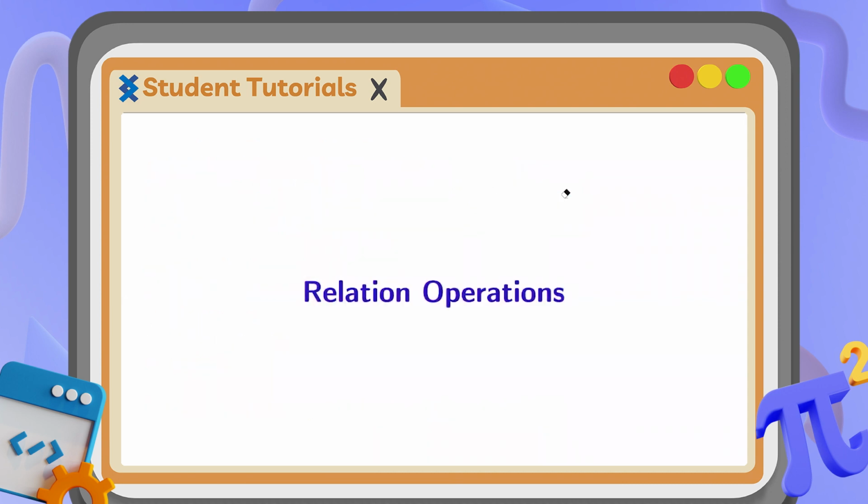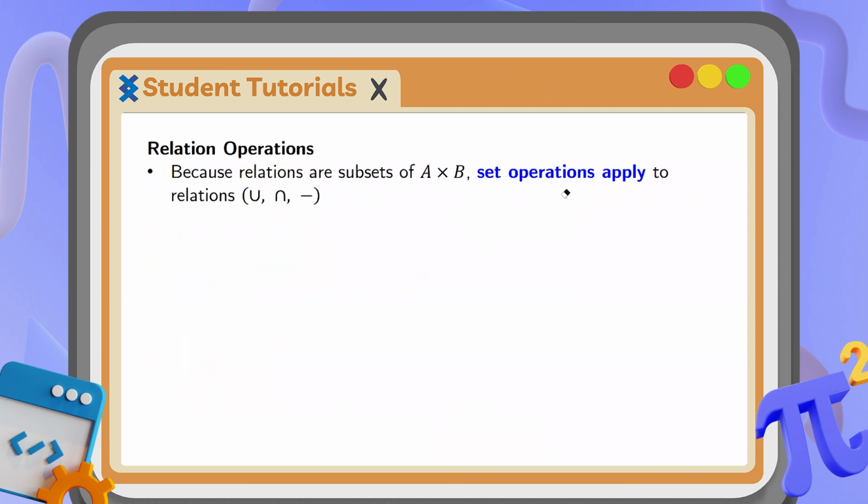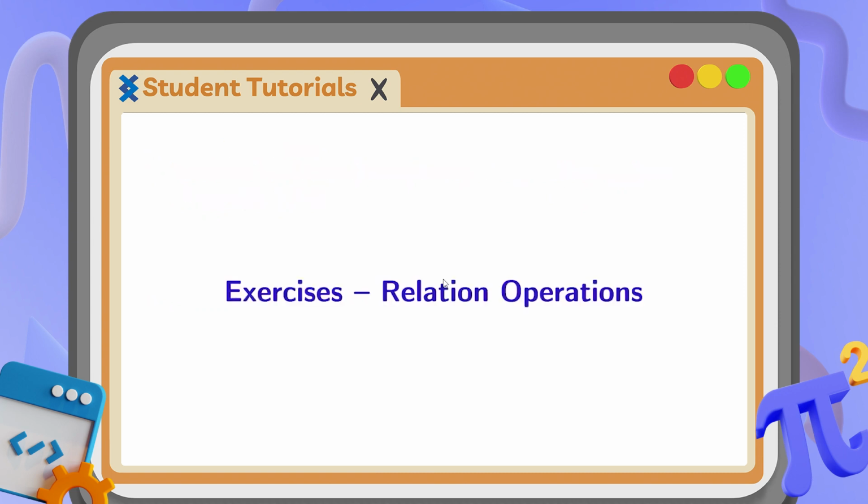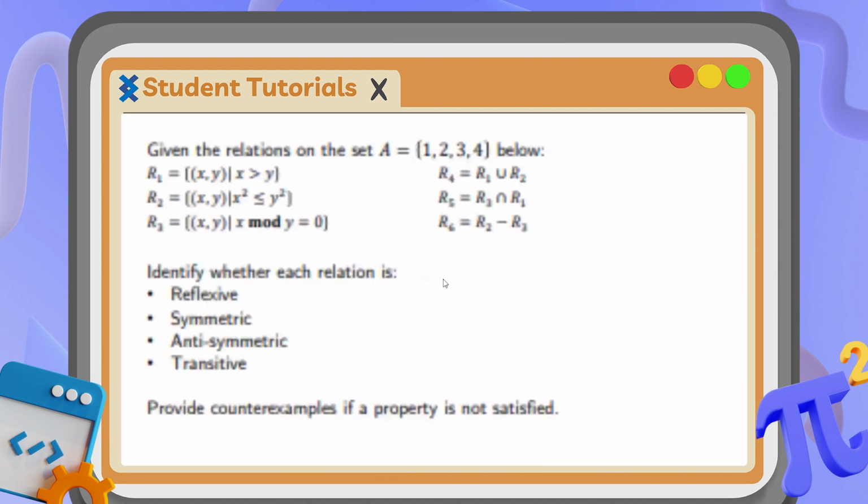So now we have the relation operations. Because relations are subsets of A times B, or the Cartesian product of A and B rather, set operations apply to relations. So you can apply the union, intersection, or even the difference of sets. So here are some exercises to give you a sample.